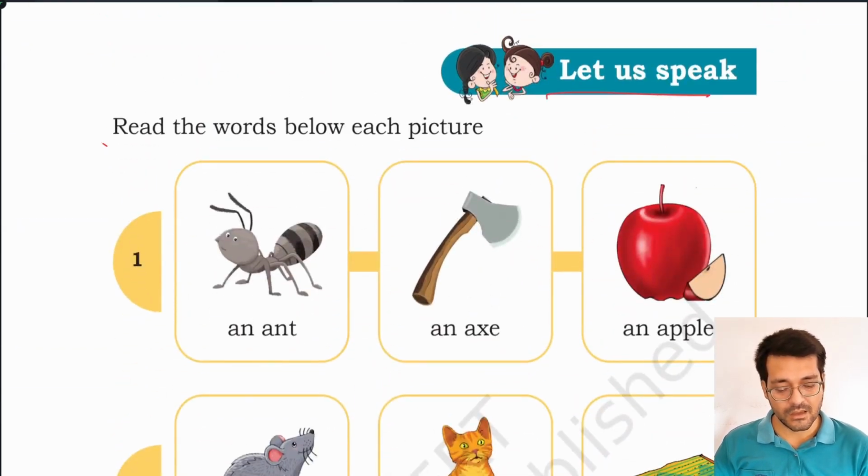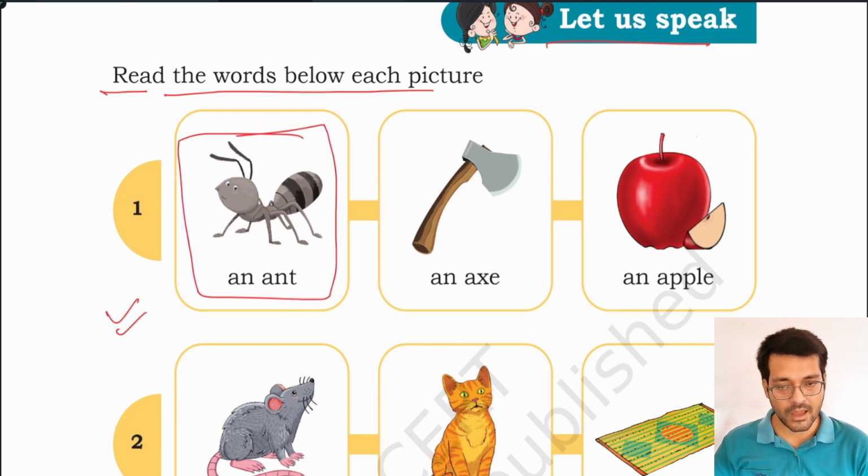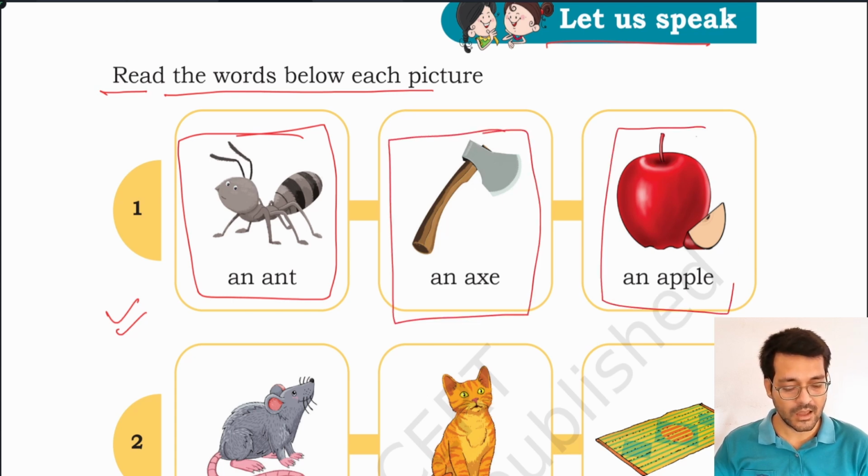Let us read the word below each picture. You can read the words below each picture. For example, an ant. This is an ant. An axe. This is an axe. An apple. This is an apple. An ant, an axe, an apple.